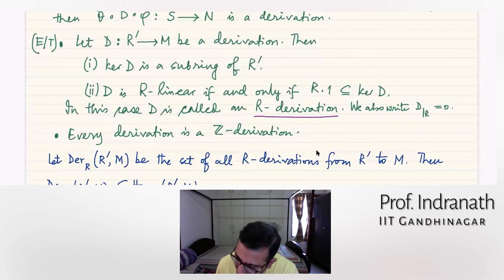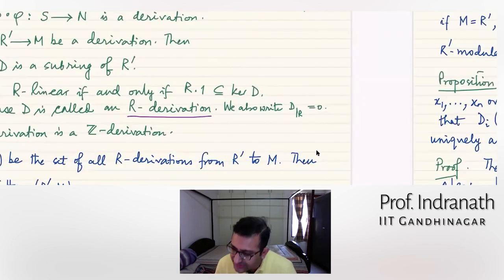Okay, so first, this is again an easy check: the derivations from R' to M, this is how we denote it. And if you are saying R-derivations, by the way, don't forget R-derivation means this. Okay, that means D is R-linear, that is the meaning, which implies and is implied by this being true. So this is the collection of all R-derivations, and this is a subgroup of the R-module homomorphisms from R' to M. This is the first obvious point.